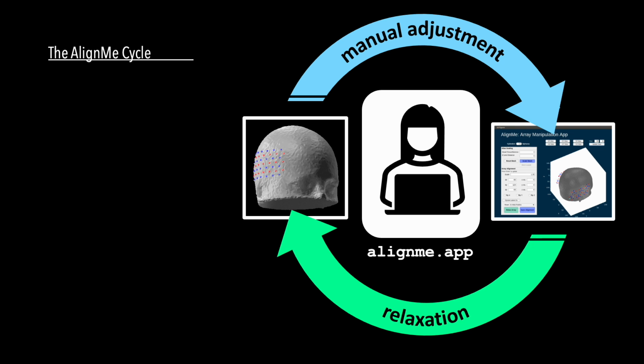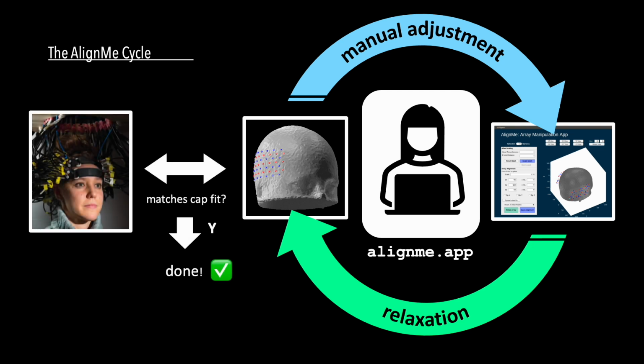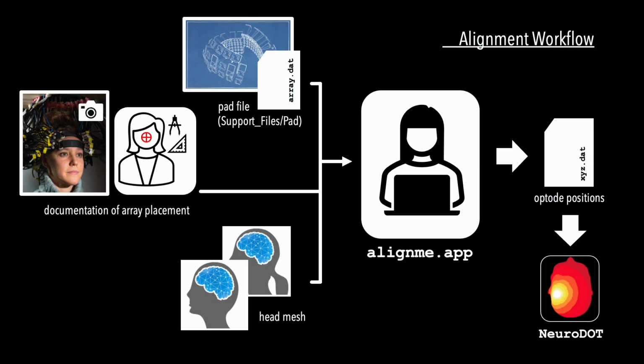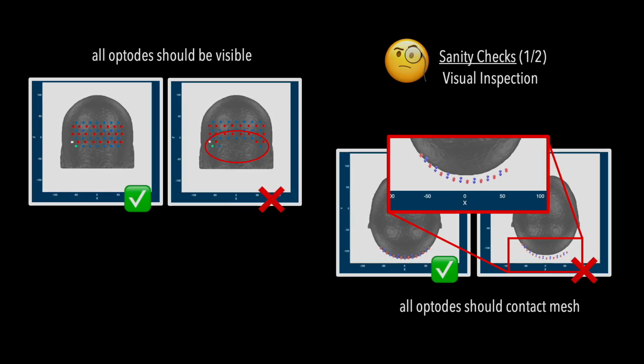After each cycle, the optode contact positions are displayed, and these are compared with the documented array placement. Once an acceptable agreement is obtained, alignment is considered complete. The optode positions are then saved to a file so the data is available to NeuroDOT for later processing. Before continuing, however, it's good practice to double-check your alignment results. A simple check is a visual inspection.